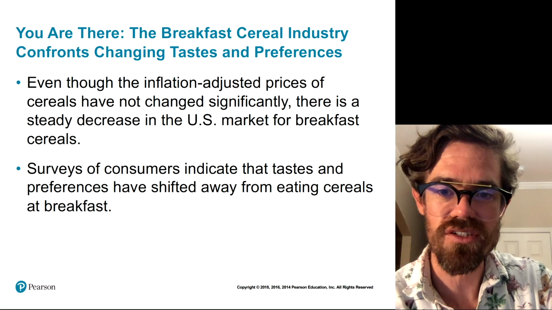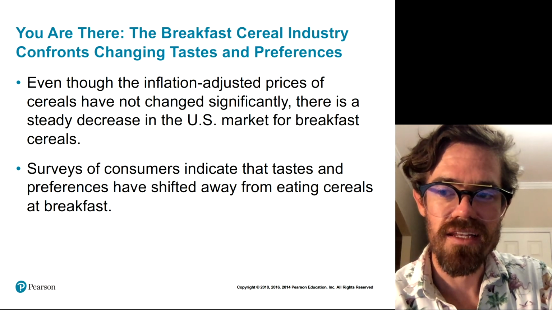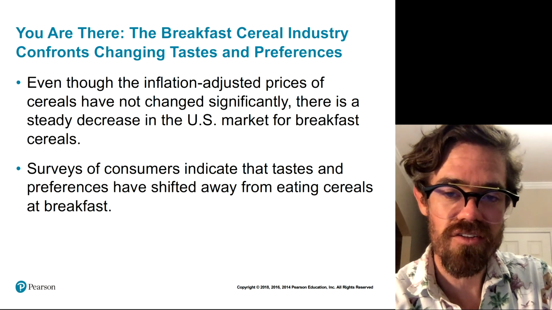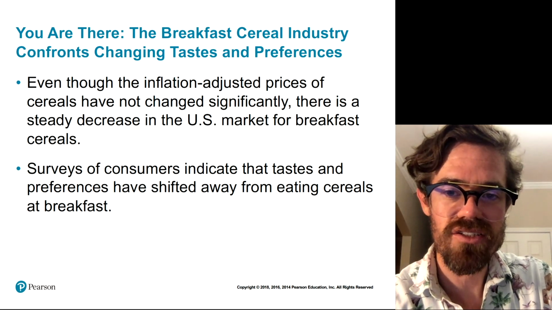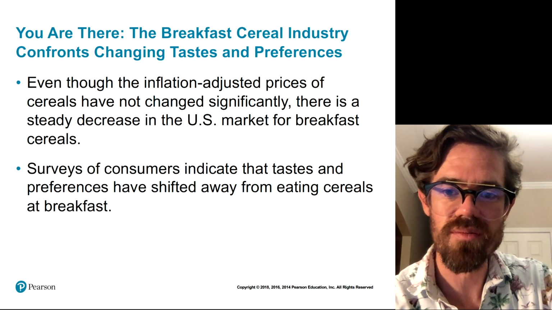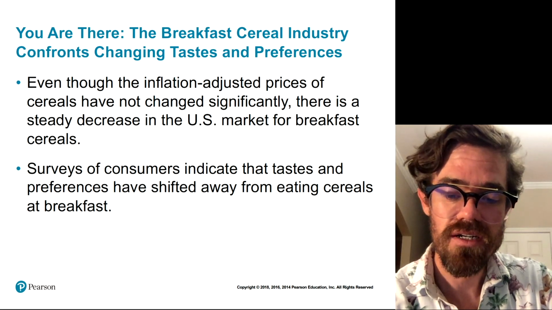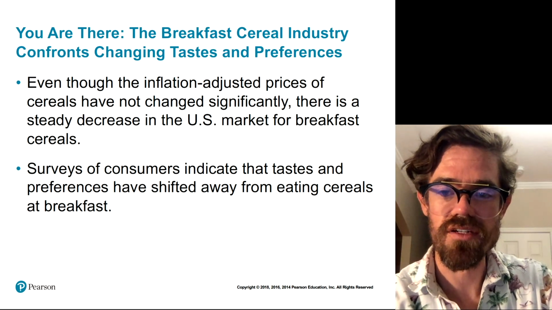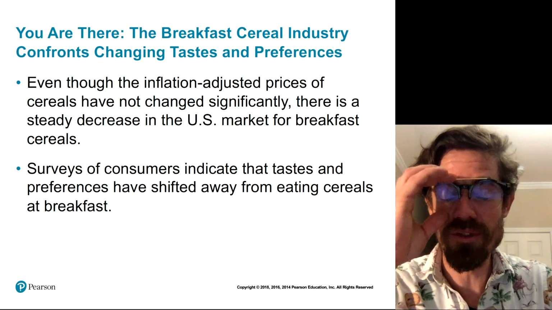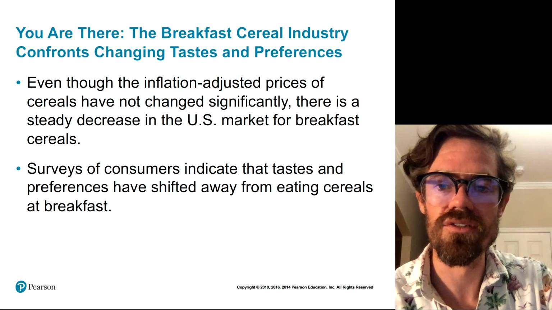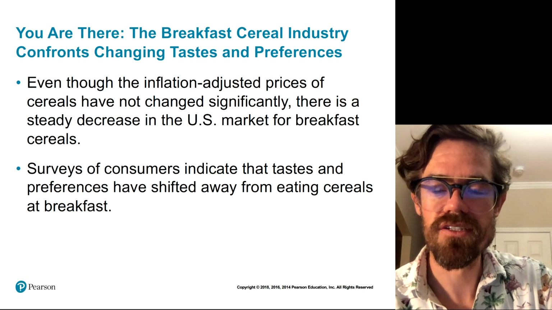market for breakfast cereals. And the main reason found through surveys is that consumers have indicated that their tastes and preferences have shifted away from eating breakfast cereals towards perhaps other things like smoothies or eggs and toast, hash browns, those sorts of things, some substitutes, right? So there must be some substitution going on here too. All right, so that's an interesting example.